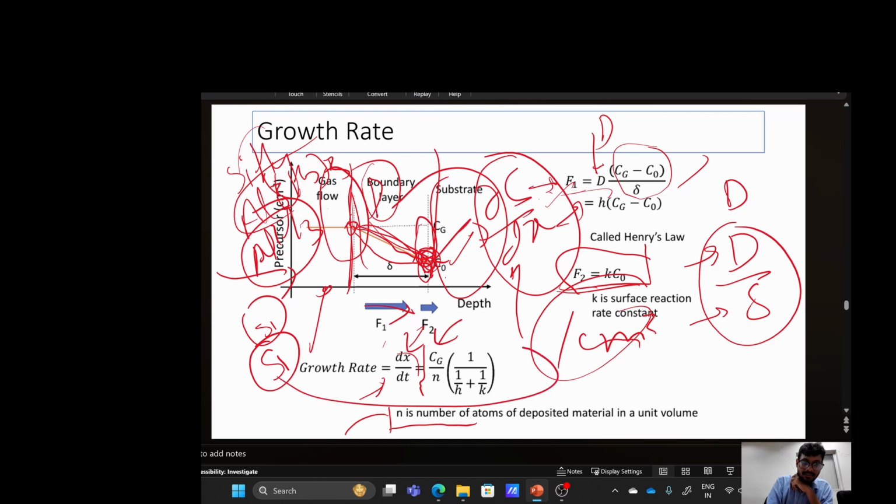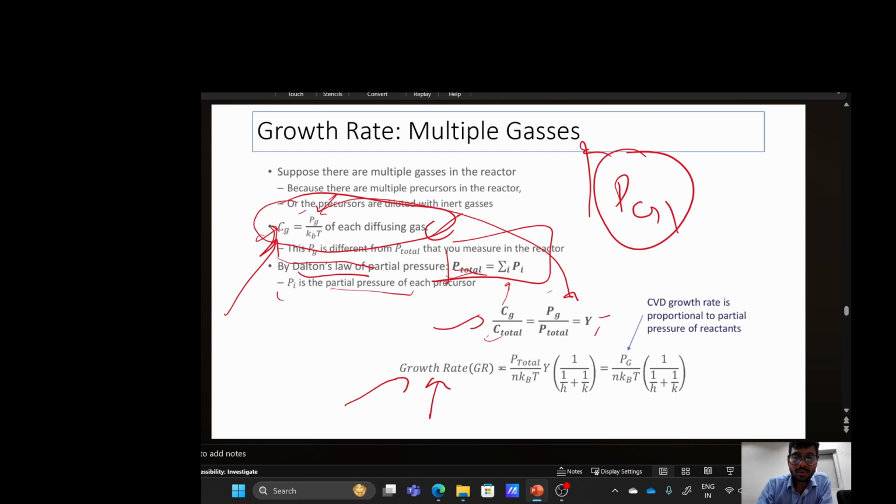Rearranging, if you put in Cg and N, all these things, you will find that this growth rate is given by the total pressure inside the chamber divided by N kBT, into Y. Y is dependent on the particular gas, because this is given by the partial pressure of that particular gas into 1 over (1 by H plus 1 by K). So now the growth rate is proportional to the partial pressure of that particular reactant.